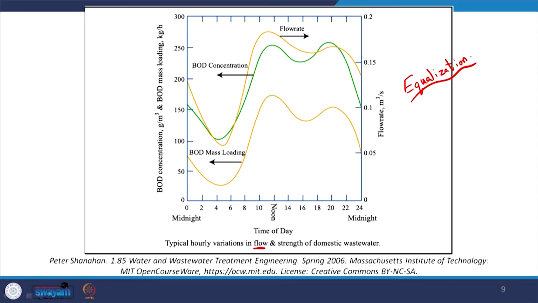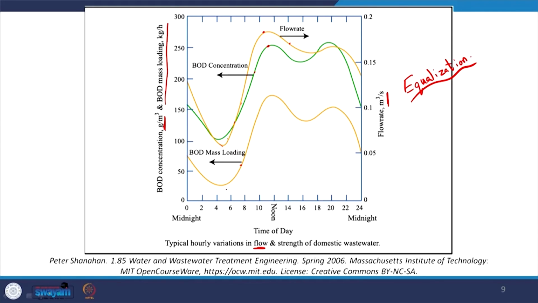So, what do we have? We have two aspects here, concentration and flow rate, and the product will be the BOD mass loading. BOD mass loading is in kilograms per hour, concentration is in grams per meter cube, and flow rate is in meter cube per second. As expected, initially the flow rate is going to be high and it is going to decrease, in the night it is going to be relatively low, and again it is going to go up. So, cyclical. Same profile, but relatively lesser here during the morning, because bathing and cooking take place around this time.